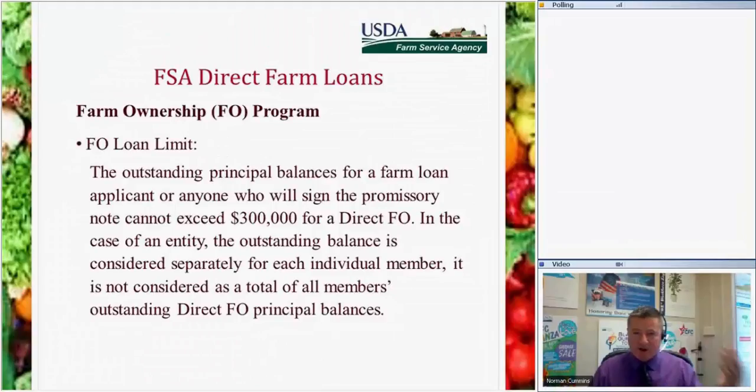So let's say Farmer A has a $100,000 loan with us already as an individual. Farmer B has $50,000. You don't add the $150,000 up. Because Farmer A already has $100,000 outstanding debt, they would only be able to qualify for $200,000 more from us, because that would put them at the threshold of $300,000. With Farmer B, it would be a little different, but the problem is Farmer A already has a higher amount. So it's something to think about if you're going to form an LLC.